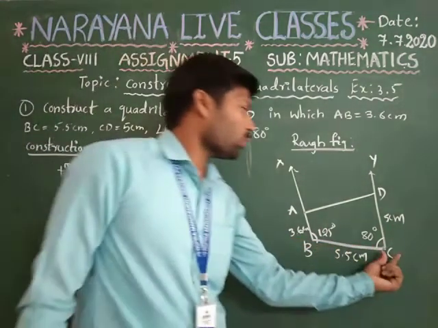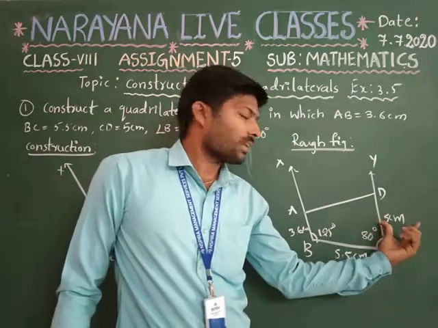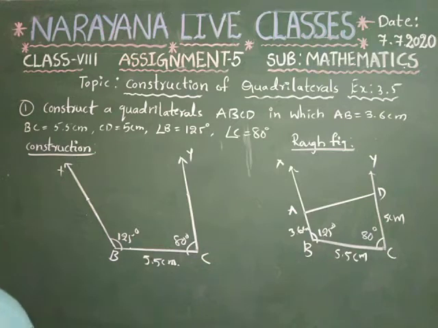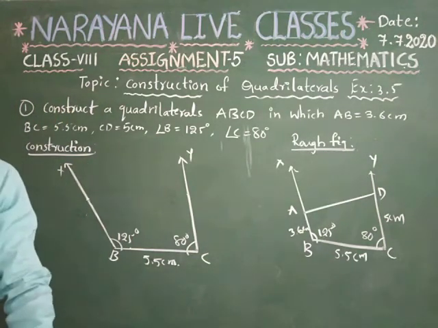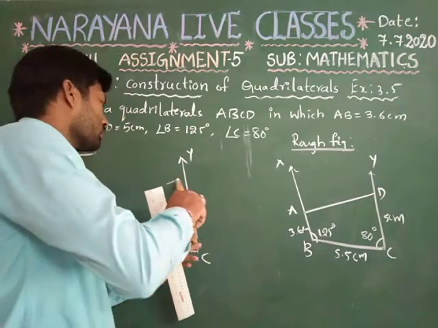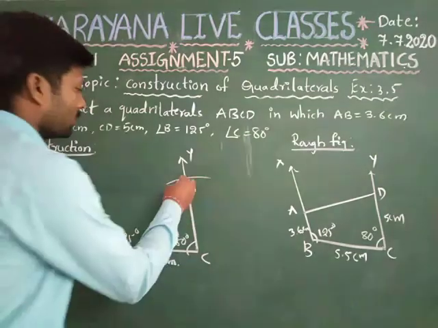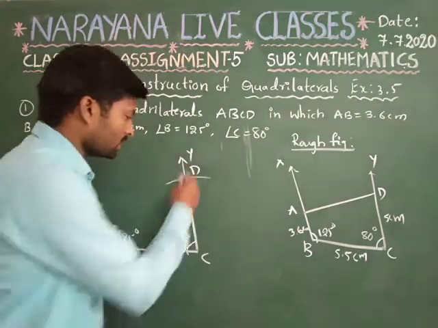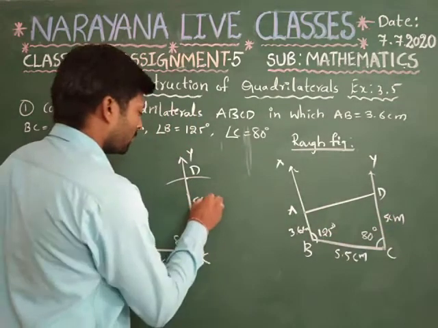Now take point C as the center with radius 5 centimeters and draw an arc. The point of intersection of the arc and the ray is taken as point D. What is the measurement? That is 5 centimeters.